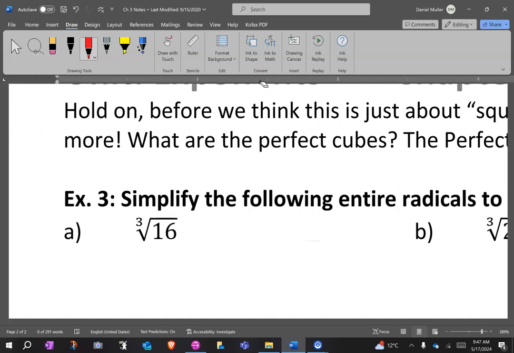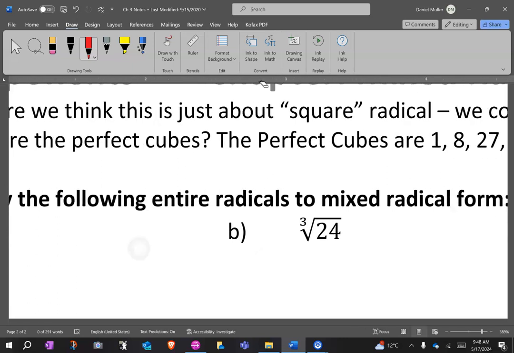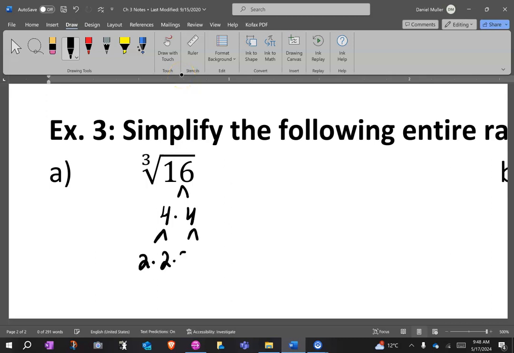What does it say? Simplify the following entire radicals to mixed radical form. So everything is entirely underneath this root symbol, this cube root symbol. You could tell because there's a 3 there. And we need to make it mixed. So the same process applies. We break this down. 16 can be 4 times 4. And both of these can be a 2 and a 2.